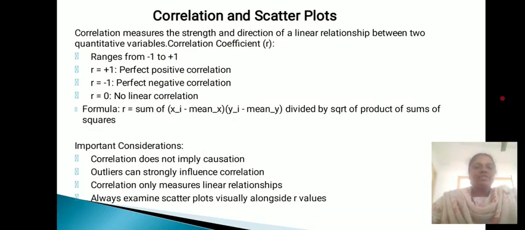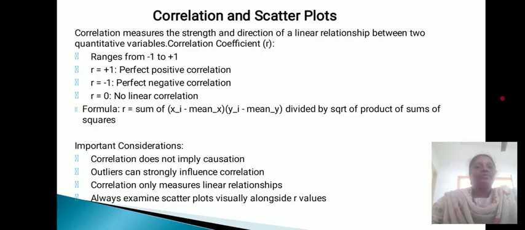And the next one is correlation and scatter plots. Correlation measures the strength and direction of linear relationships between two quantitative variables. For example, r ranges from -1 to +1. r is equal to +1 is perfect positive correlation. r is equal to -1 is perfect negative correlation.